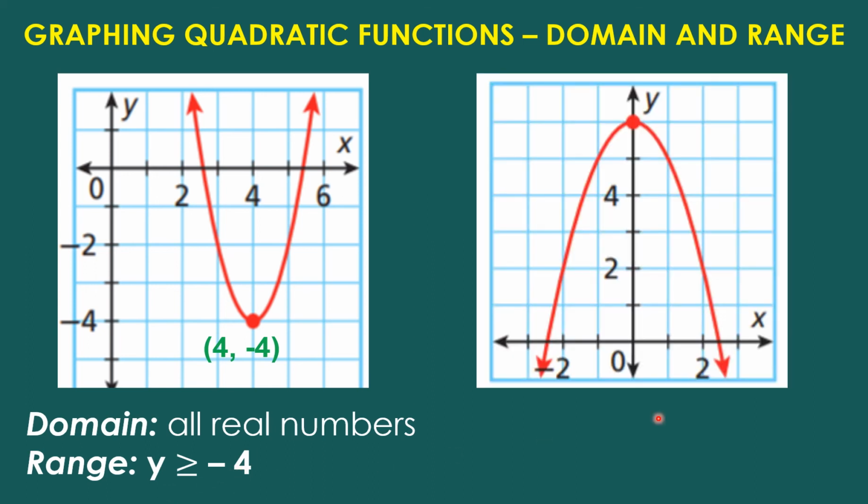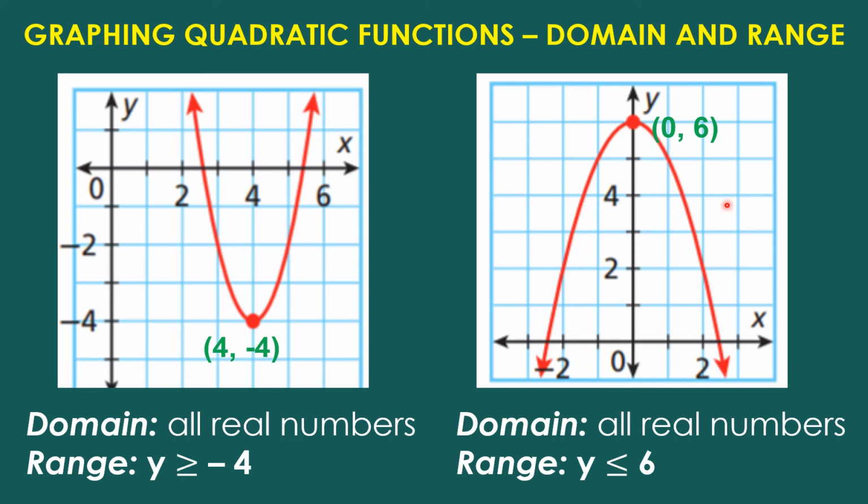Another example. The vertex is at 0, 6. Therefore, the domain is the set of all real numbers. The graph opens downward, that means the range would be y is less than or equal to 6.